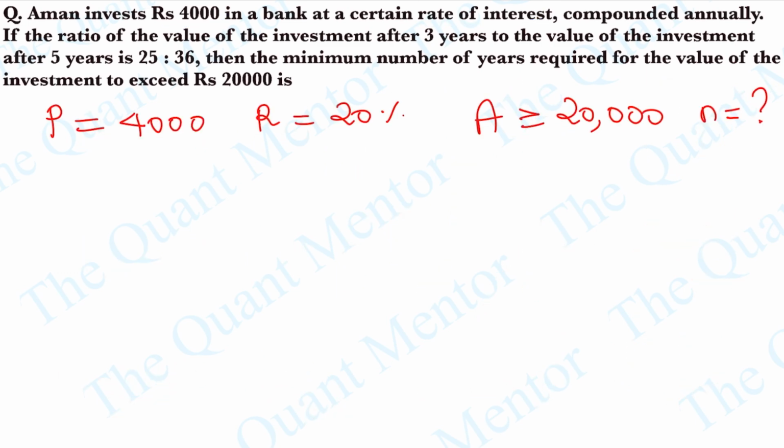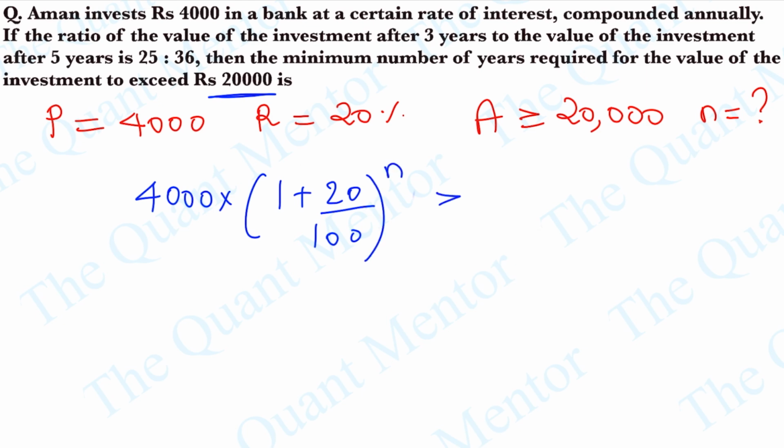And now finally we have the principal 4,000. The rate of interest is 20% per annum compounded annually and the amount should be greater than or equal to 20,000 as per the question. How much is the time period or number of years required, N? So the amount will be principal into 1 plus R by 100 raised to N. 1 plus 20 upon 100 raised to N should be greater than or equal to 20,000. Now I'll divide both sides by 4,000, and the 1 plus 20 upon 100 raised to N can be simply written as 1.2 raised to N. So 1.2 raised to N will be greater than or equal to 20,000 divided by 4,000, which is 5.